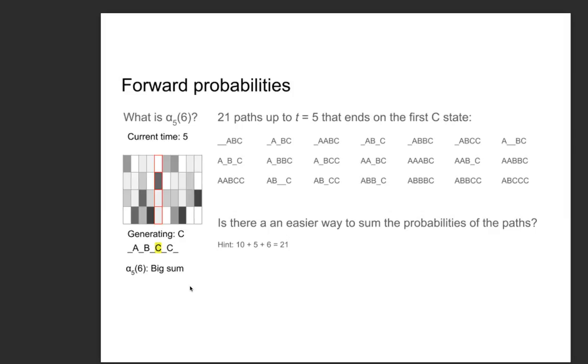If you've been counting the numbers previously, you may have noticed that 10 plus 5 plus 6 is equal to 21. So there's actually a relationship between alpha of 5 of 6 and all the previous 3 numbers that we computed.